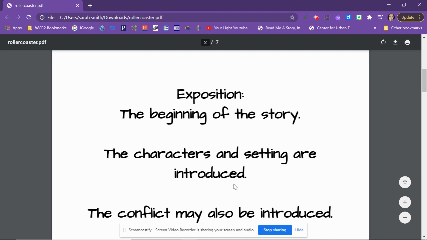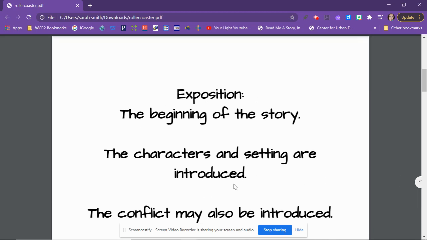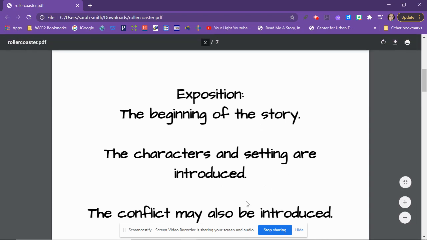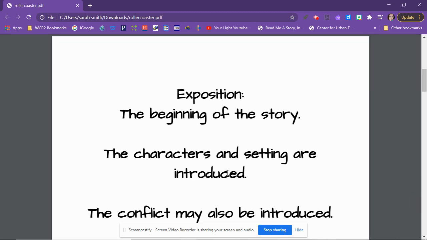But definitely the characters and setting are included in that. When you're reading your stories, you should be able to find who the characters are and the setting, for the most part, in the beginning of the story.